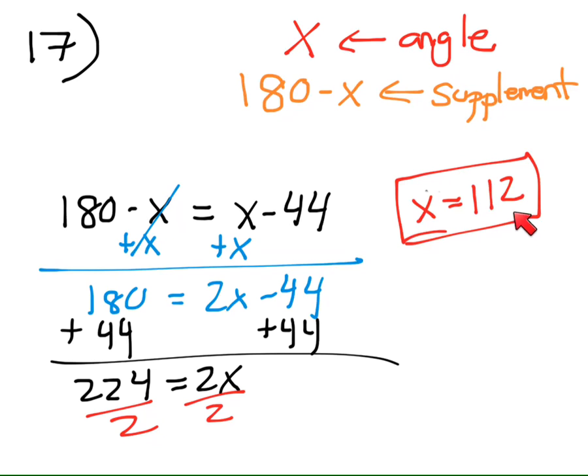The question was find both angles. That's 112. Its supplement is going to be 180 minus 112. So what's the other angle? 68, right? 180 minus 112. Together, those are supplementary. They add to 180. So whenever you see its supplement, that's 180 minus x. Whenever you see its complement, it'd be 90 minus x. And that's the first 17 on that homework there, most of them.